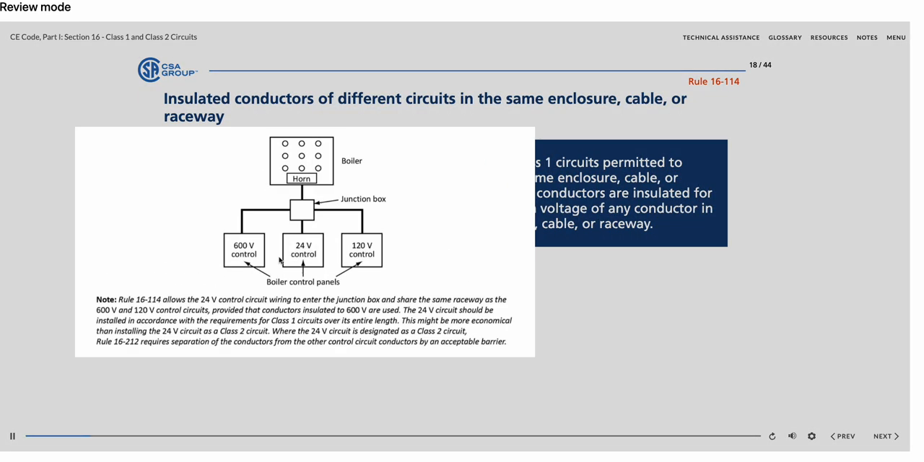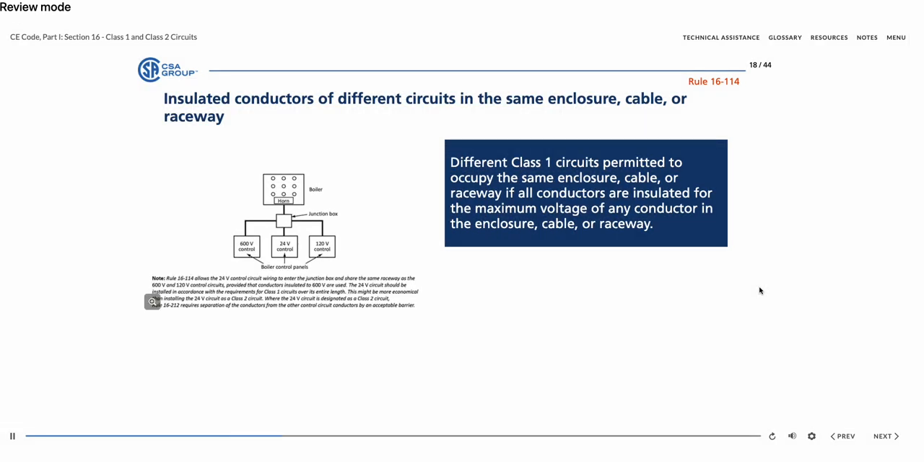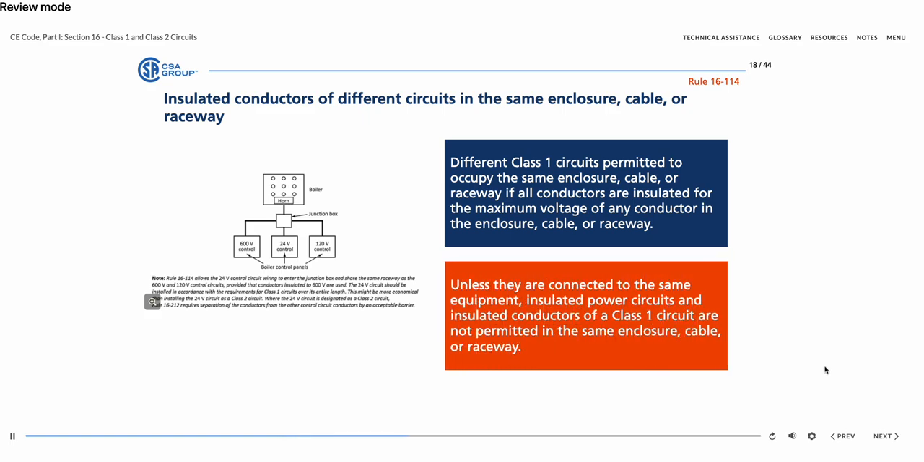Different Class 1 circuits are permitted to occupy the same enclosure, cable, or raceway if all conductors are insulated for the maximum voltage of any conductor in the enclosure, cable, or raceway. Unless they're connected to the same equipment, insulated power circuits and insulated conductors of a Class 1 circuit are not permitted in the same enclosure, cable, or raceway.